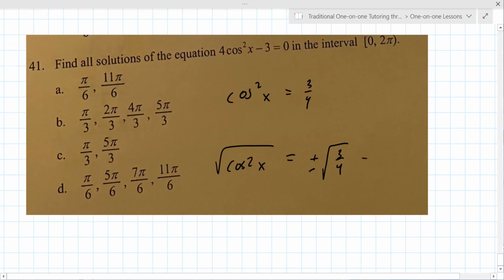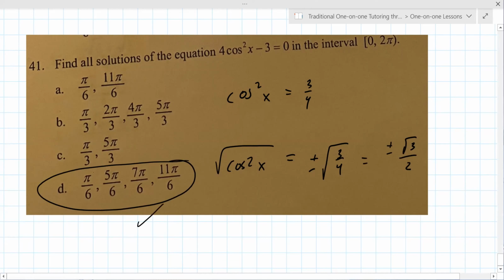So now it's same deal. So this is plus or minus square root of 3/2. You look for those places on the unit circle. It looks like, I think this is it. Okay. Yeah, I think so too.